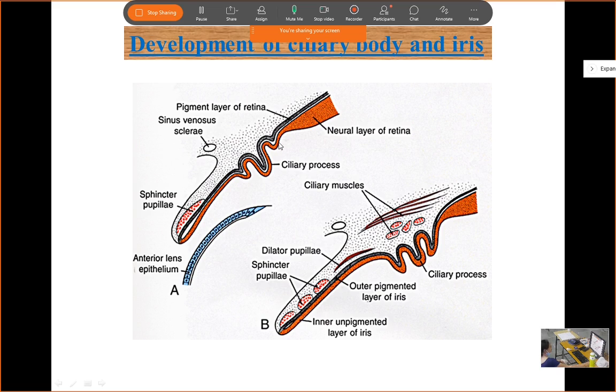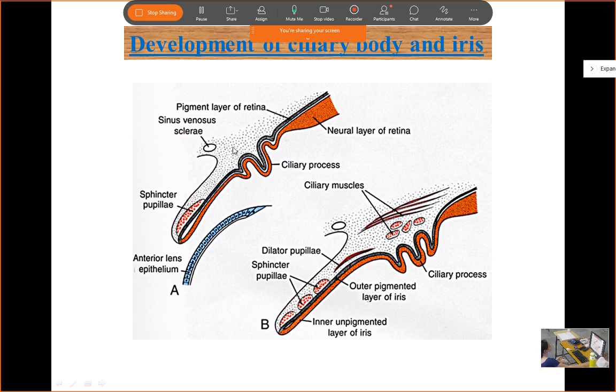These two layers of the retina will form part of the ciliary body and part of the iris. When the ciliary body is formed, there are some foldings, and these foldings are known as the ciliary processes, and the iris is formed here. So the ciliary body and the iris are formed by the neuroectoderm, that is from the neural layer of the optic cup.